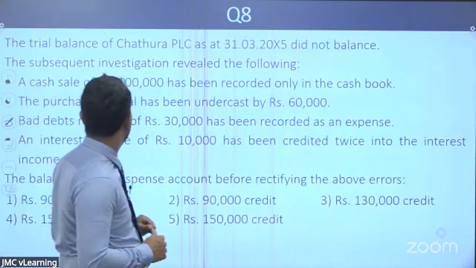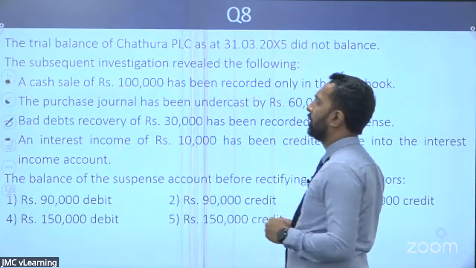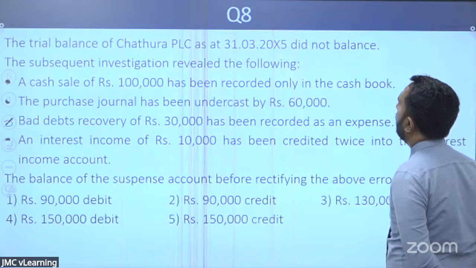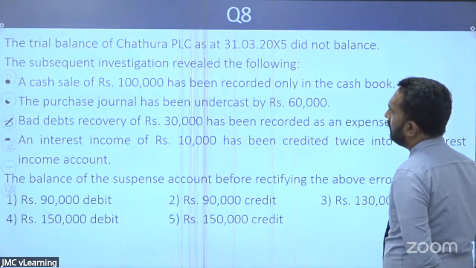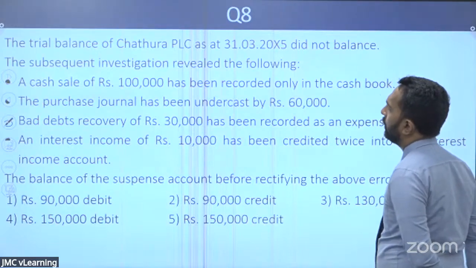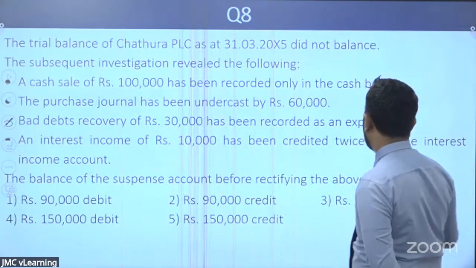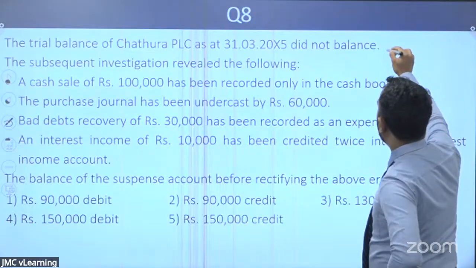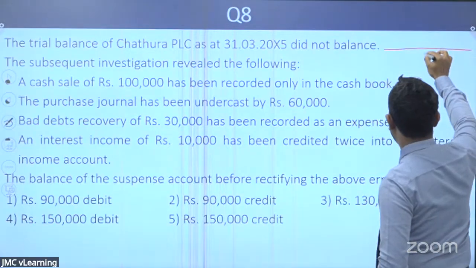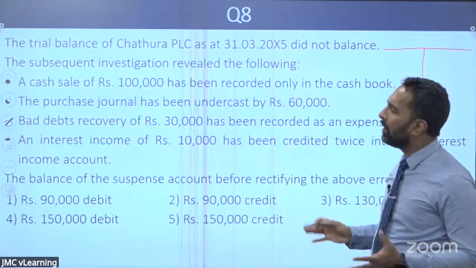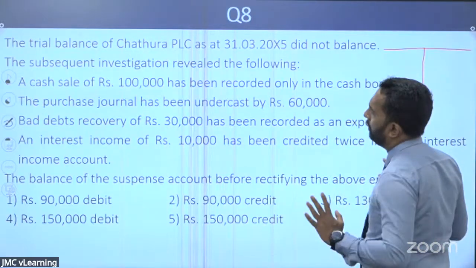Right. Okay. Next one. The trial balance of Chatura PLC did not balance. The subsequent investigation revealed the following. You are supposed to calculate the suspense account before rectifying the errors. Now for this, actually the easiest way is to prepare the suspense account. You can do it even without the suspense account, but this way would be a little easier. Let's see.